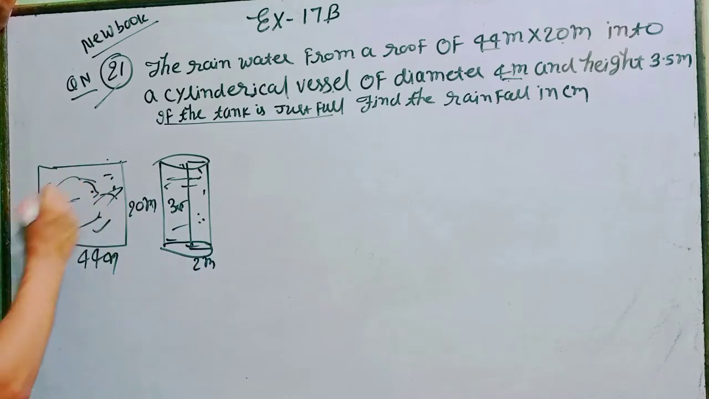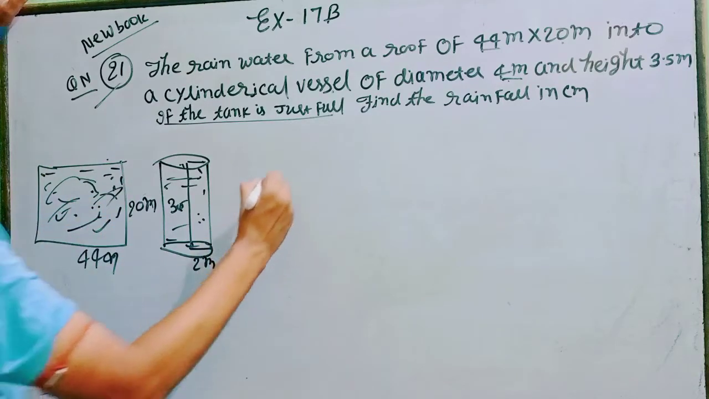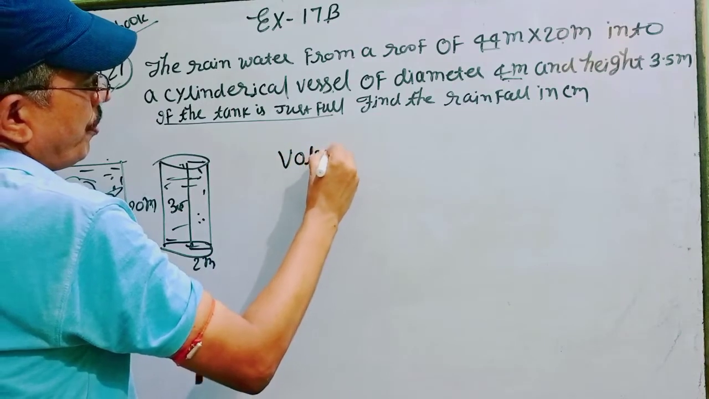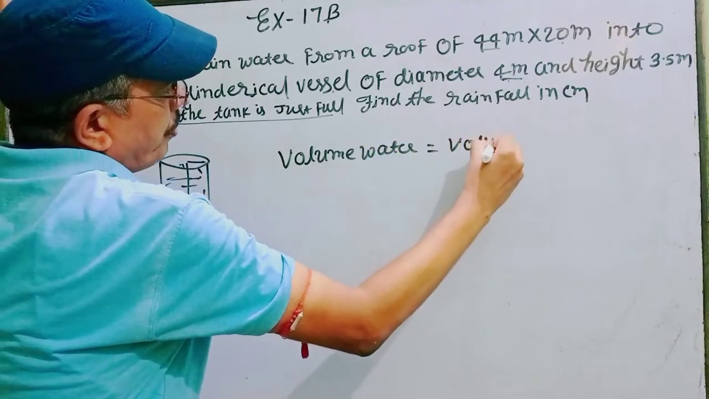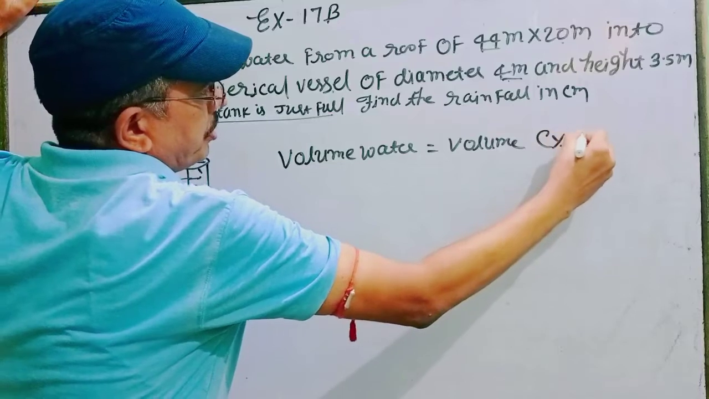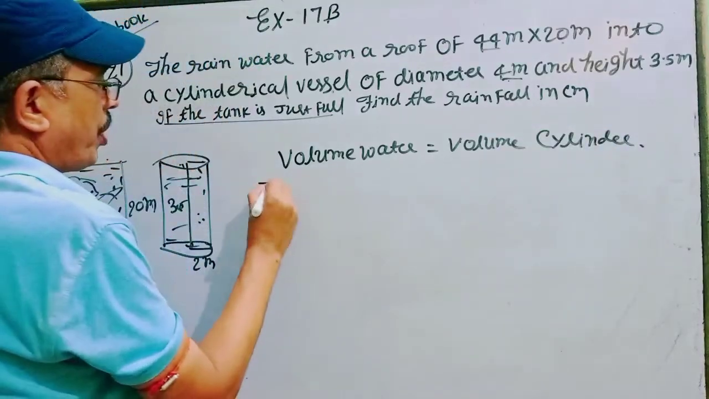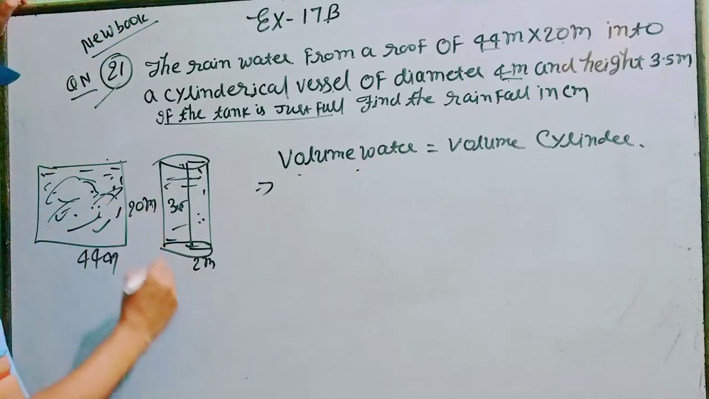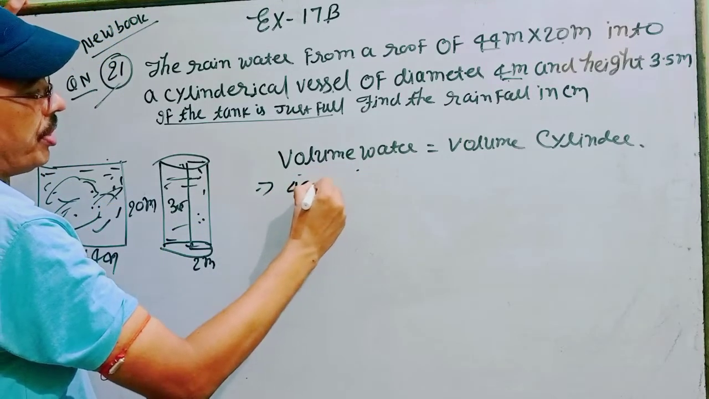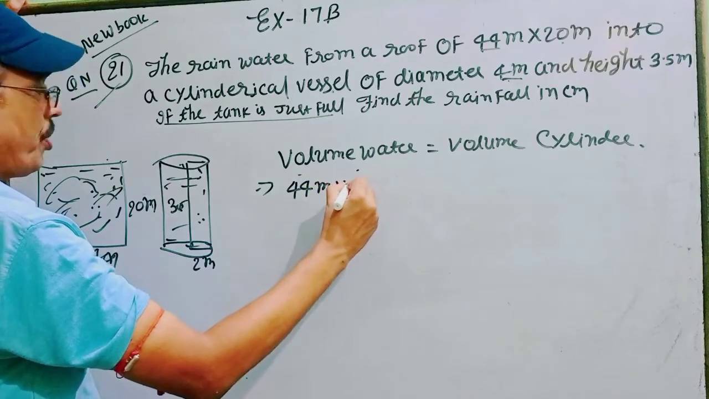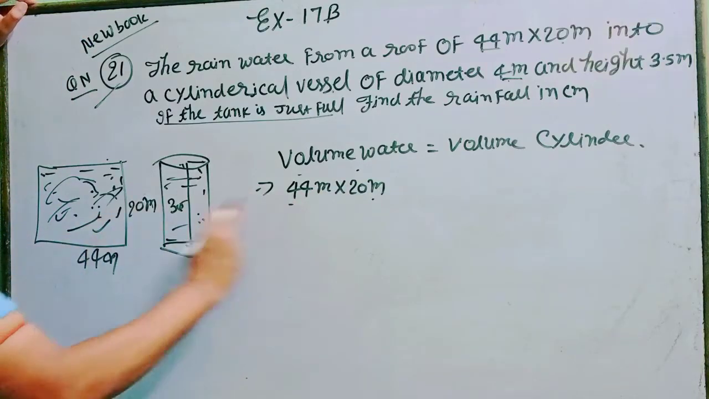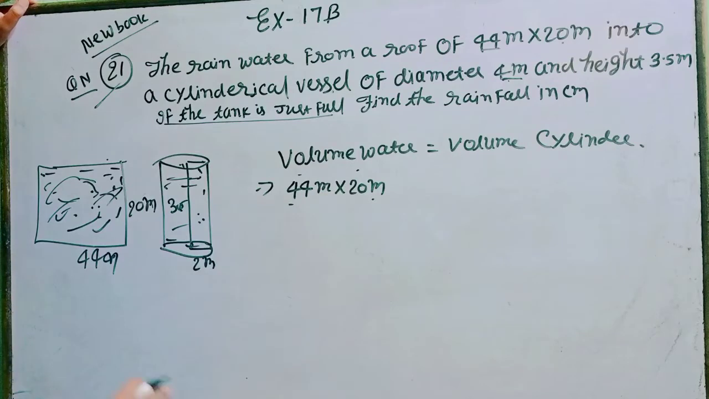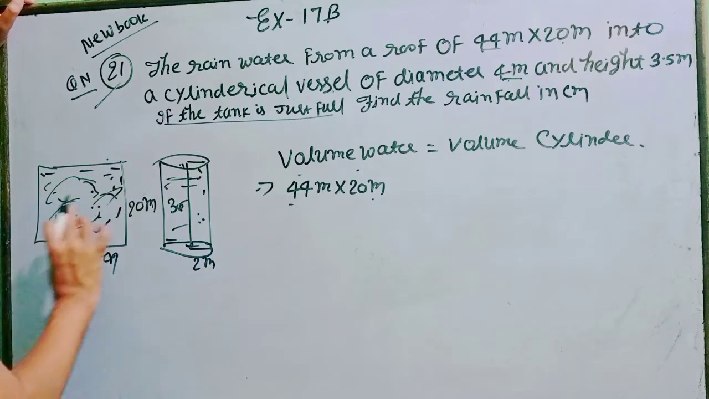But on the roof, the water is always in the form of a cuboid. So, what is the volume of water? Volume of water is equal to volume of cylinder. Volume of water on the roof is area into height. The length is 44 meter and the breadth is 20 meter. So the area of this roof is 44 meter into 20 meter. And suppose the height of the rainfall is h meter.